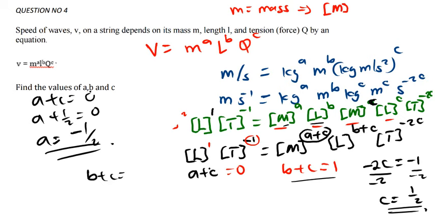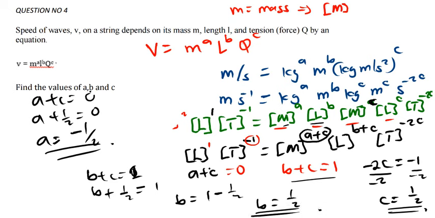So b plus c is equal to 1, sorry, c is half. So we have b will be equal to 1 minus half. 1 minus half is still half. So b is also half. So we have two halves. B is half, then we also have c is half. Then a is negative half.